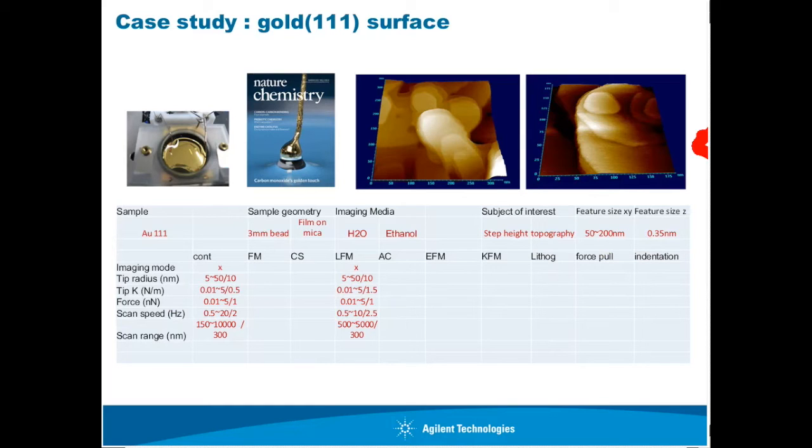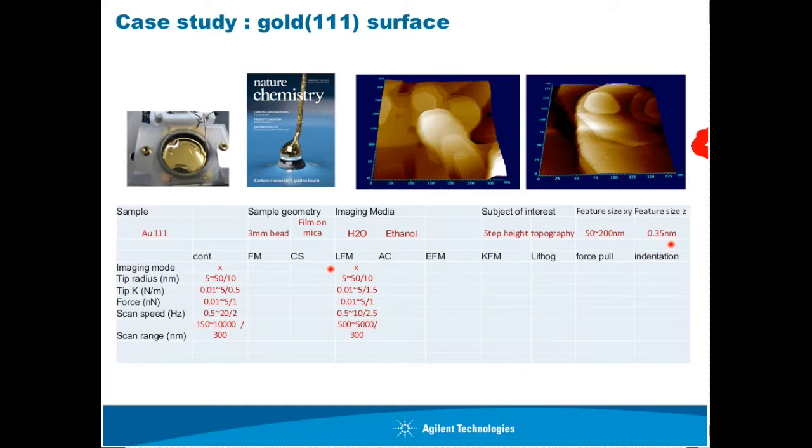That's a sample. And then sample geometry: you can use thin film, you can use bead, and imaging media, and what things they're interested in. Are you measuring step height, or are you looking at the topography? The size of the feature in the XY is 50 to 200 nanometers. That's the size of these patches of terraces. And height is 3.5 angstroms, actually 3.4 or something in Z.